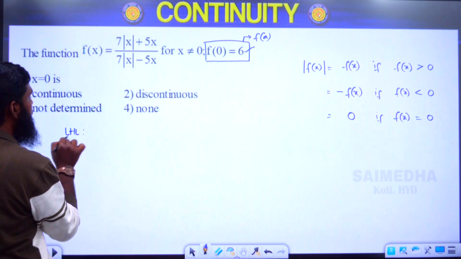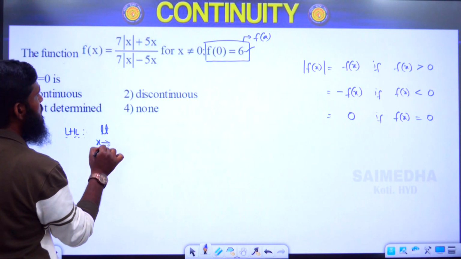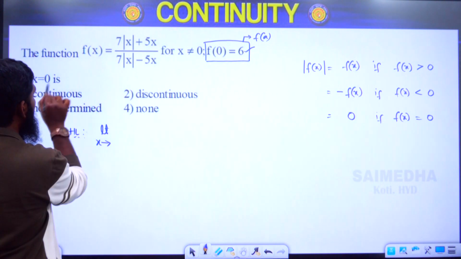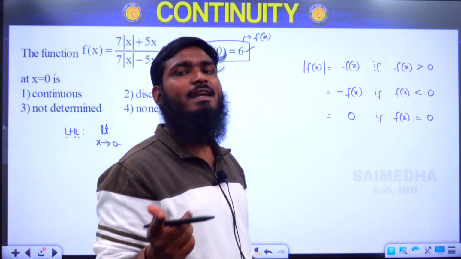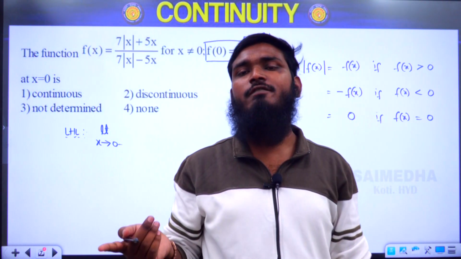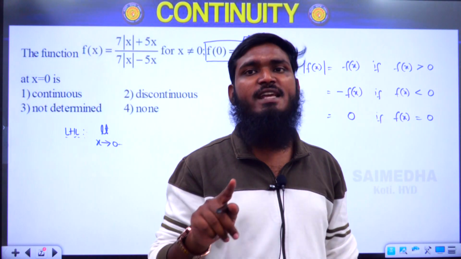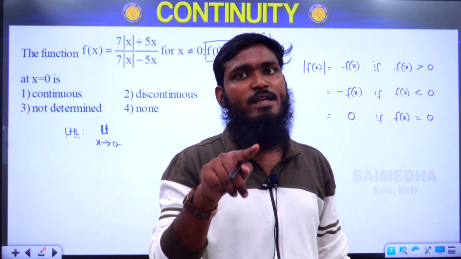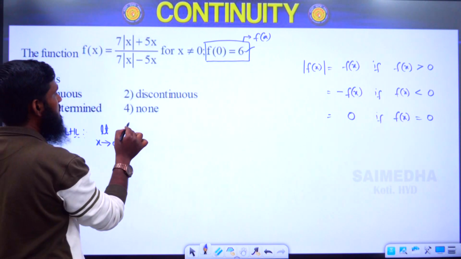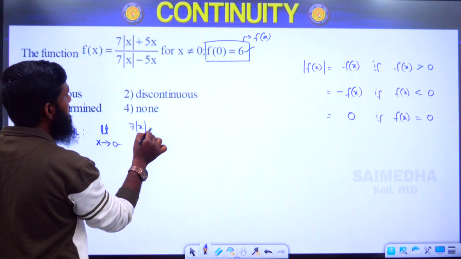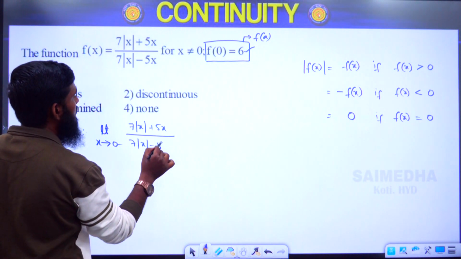So let us first find out the LHL value. LHL means, limit x tends to 0 is given now. So 0 minus: whatever the number is given, for LHL we take that number minus, and for RHL we take that number plus. If 5 is given, 5 minus, 5 plus. If 3 is given, 3 minus, 3 plus. If 0 is given, 0 minus, 0 plus. Now let us take this part: limit x tends to 0 minus, 7 mod x plus 5x divided by 7 mod x minus 5x.